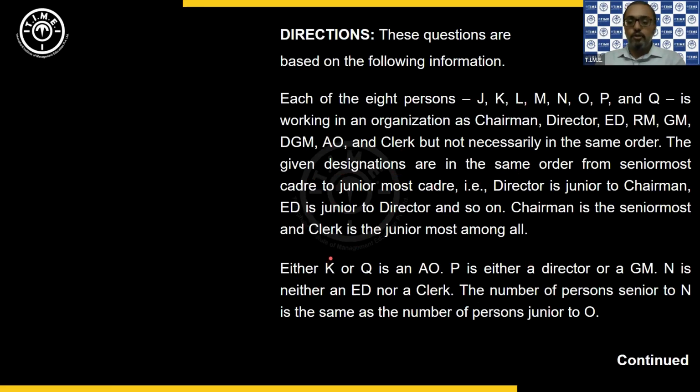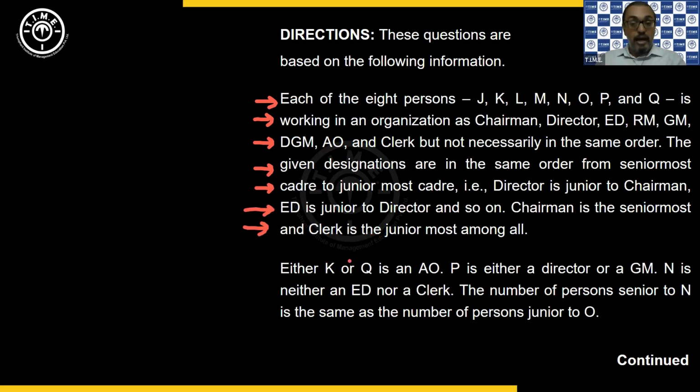Yes. So those were your questions on deductions. The next again we have is 8 persons working in an organization as chairman, director, ED, RM, GM, DGM, AO, and clerk. Not necessarily in the same order. The given designations are in the same order from senior most cadre to junior most cadre. Director is junior to chairman, ED is junior to director, and so on. Chairman is the senior most and clerk is the junior most among all.